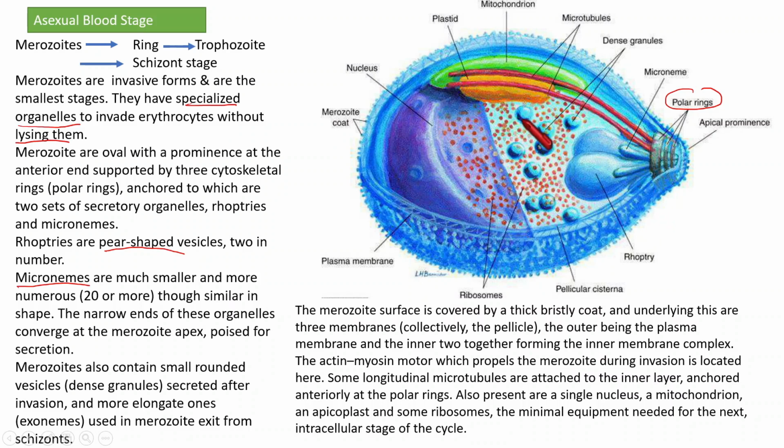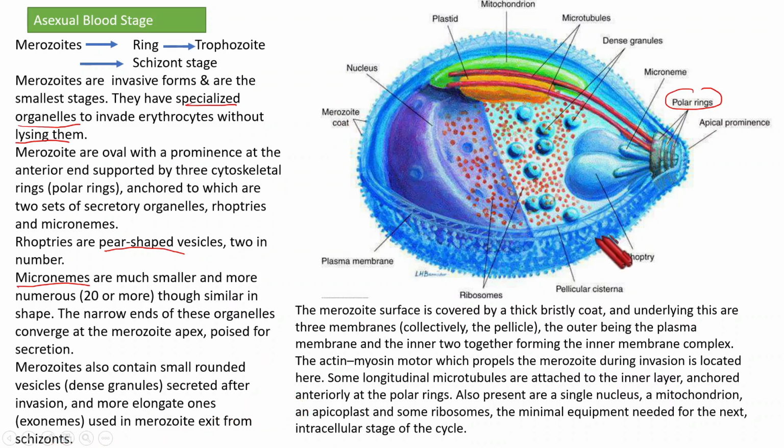Okay, and we can see some rounded vesicles here. They are called dense granules. They also contain some chemicals inside that will be secreted after invading the RBC or erythrocyte. And similar to these dense granules, there are some elongated granules. They are called exonemes. What is their purpose? They are used by the merozoite to exit from the schizonts, which we will see later.